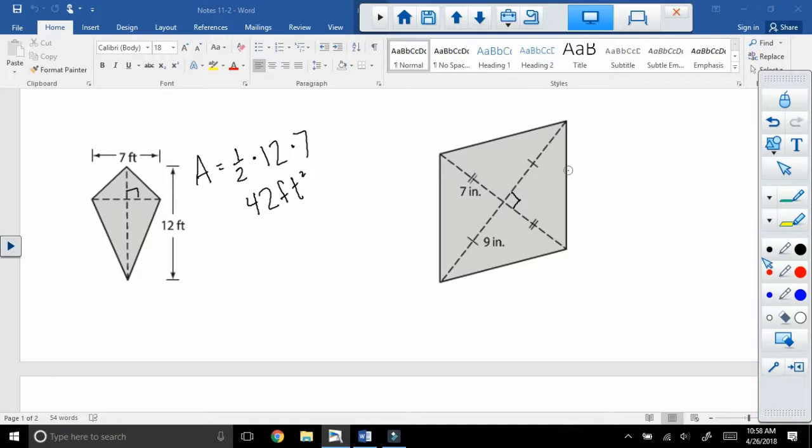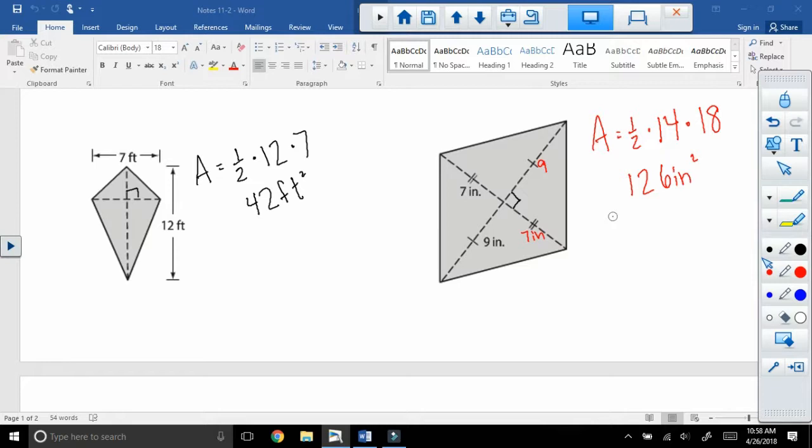Okay, for this next one, they don't give you the whole diagonal, but they give you enough information that you can find the whole diagonal. So what this is trying to reference is that this part here is 7. So then this part over here would also be 7. So that whole diagonal is going to be 14. And then this part here would also be 9. So that whole diagonal would be 18. So you should get 126.